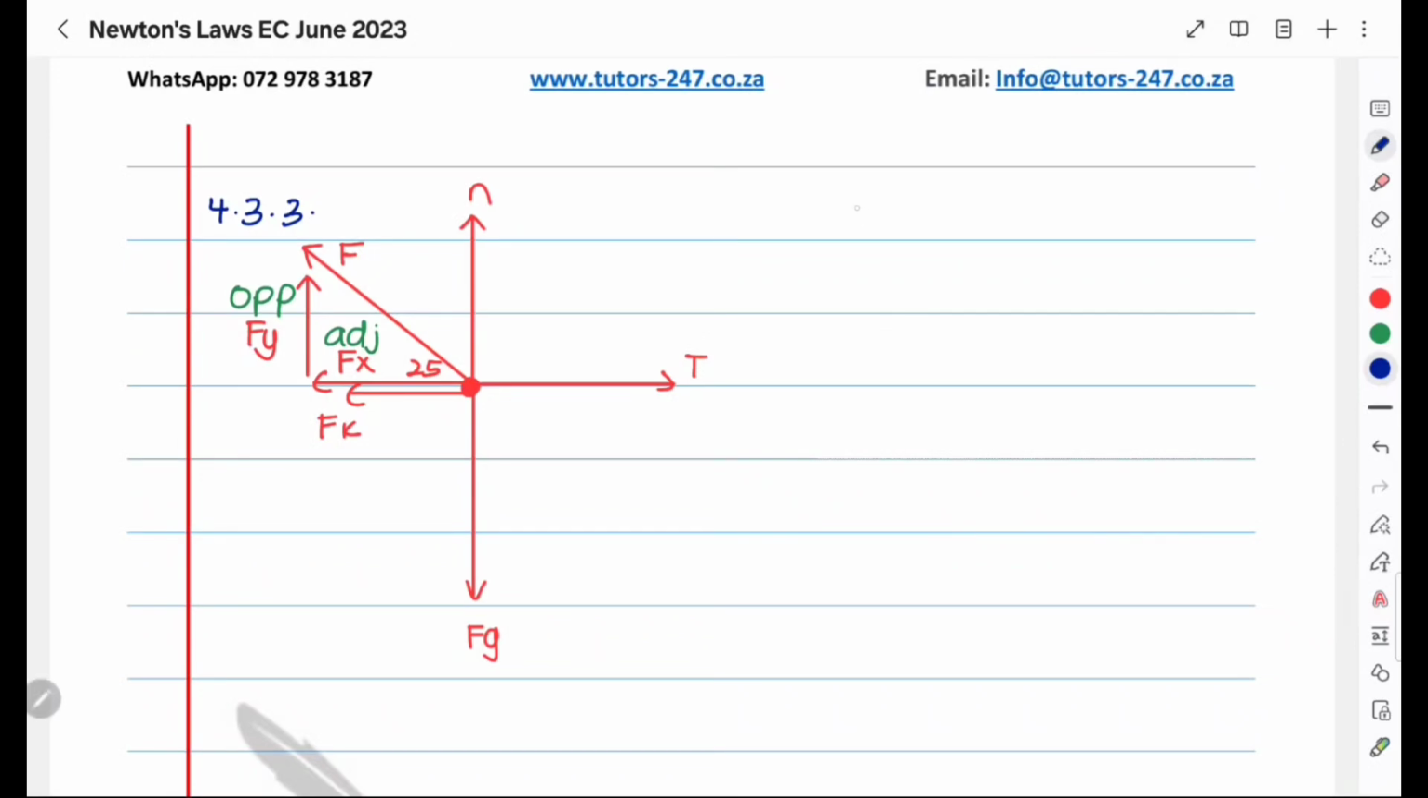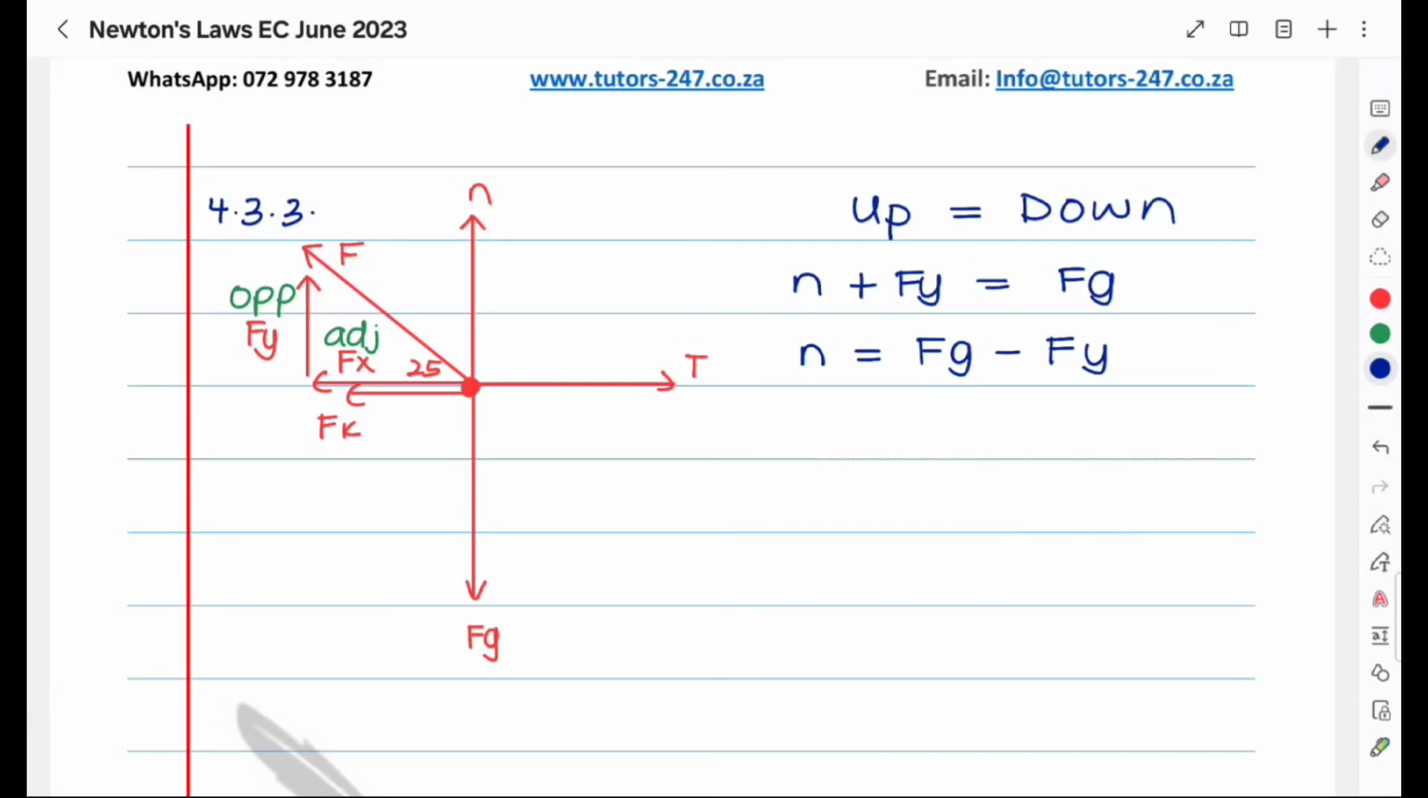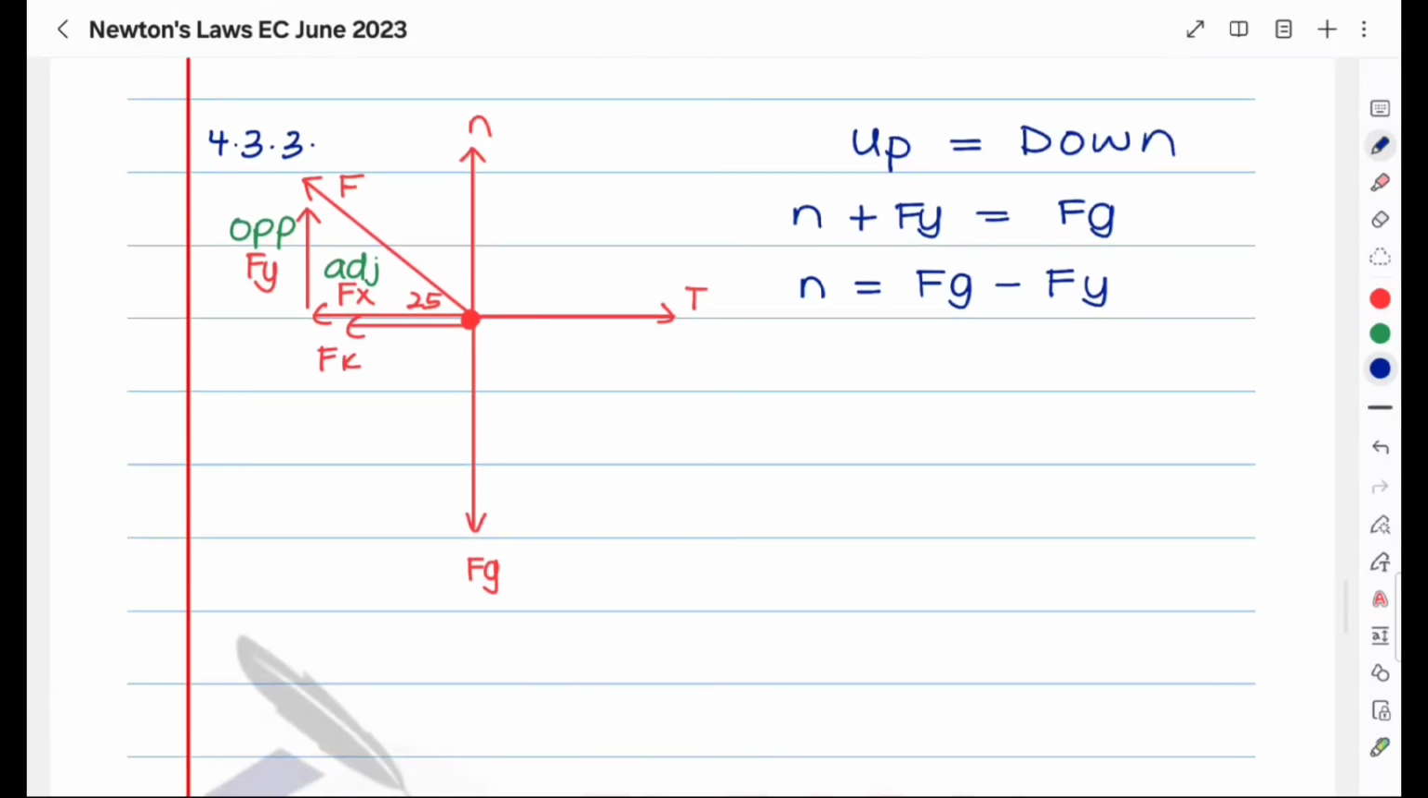So as mentioned earlier, we are going to state all the forces going up is equal to all the forces going down. We know that normal force is going up and Fy is going up. Fg is going down. We are going to move Fy to the other side so that we can solve for normal force. So normal force is equal to the gravitational force minus the vertical component of applied force.